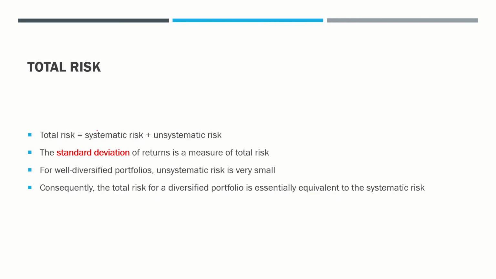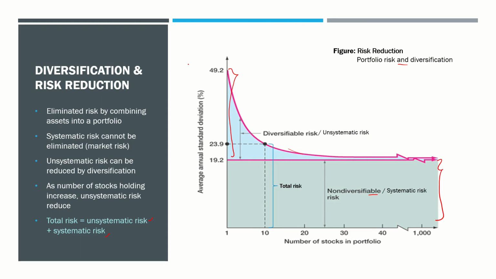Jadi tadi total risk, total risk adalah systematic risk campur unsystematic risk. So the standard deviation of return is the measure of total risk lah. Where is the standard deviation? Yang ini. Line yang ini, the standard deviation. Okay, jadi berapa total risk ni? Ini 19.2 ni adalah systematic risk. Kemudian naik atas lagi, campur dengan unsystematic risk, jadilah 23.9 standard deviation dia.